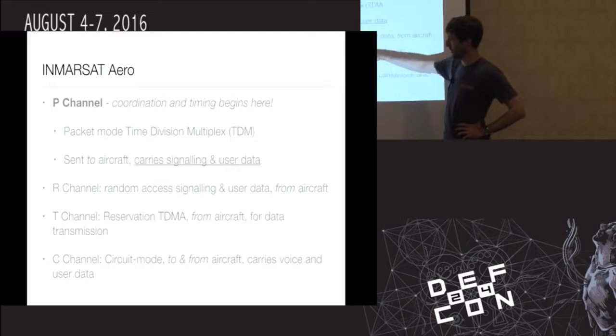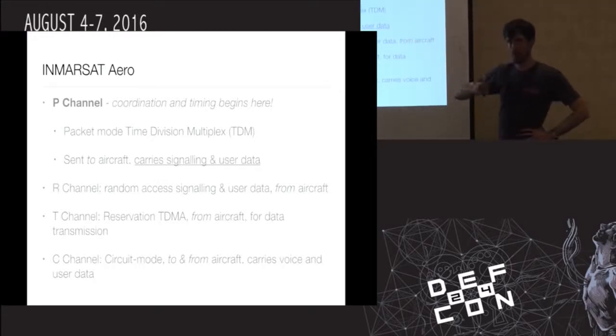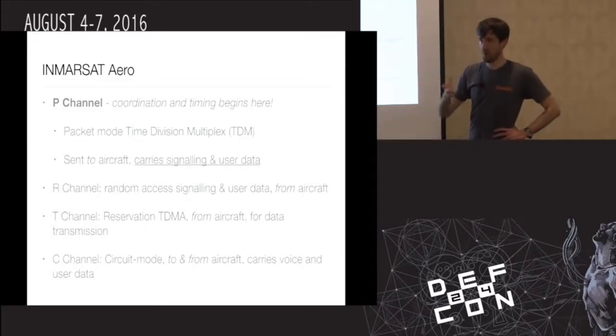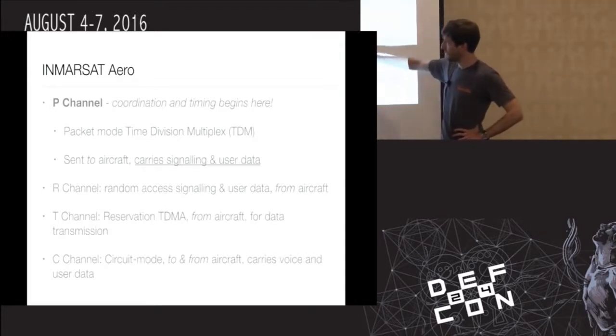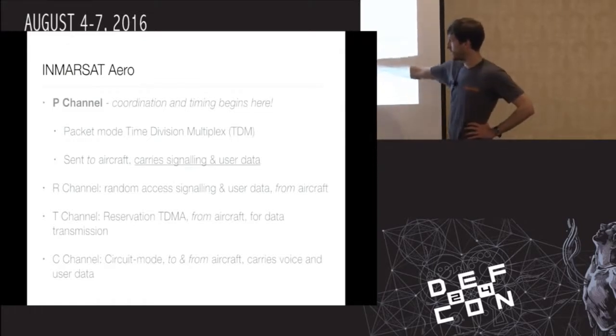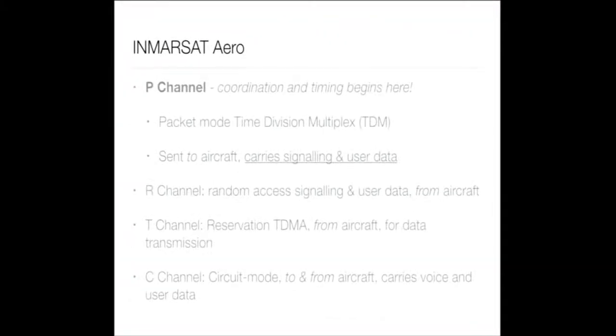There are other channels, the R channel, T channel, C channel, that are used for random access signaling from the aircraft. If you imagine cellular networks now, there's a random access channel if your phone wants to get the attention of the network. Once you coordinate and set up a reservation, on the T channel you have TDMA, that's from the aircraft for data transmissions, and then you've got the circuit mode C channel, which carries voice and also user data. Once you receive and synchronize to the P channel, all of the other channels are synchronized in terms of timing to the P channel.